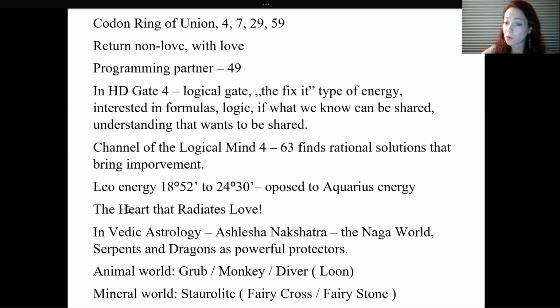It's opposed to the Aquarius energy, and Leo and Aquarius, the fire and the air, have a lot to do with guiding people and having an important role in humanity and in the evolution of humanity.